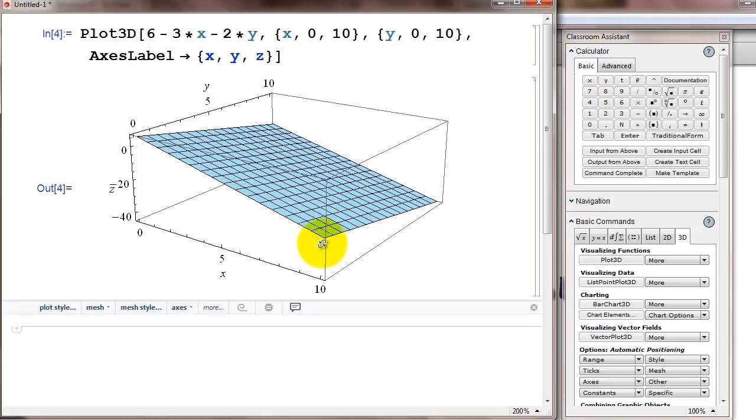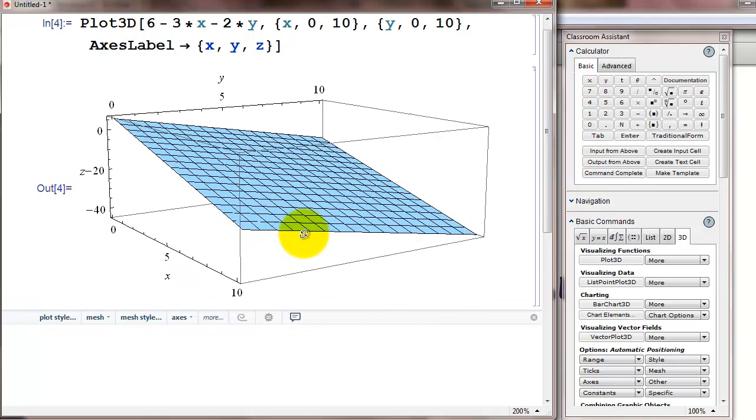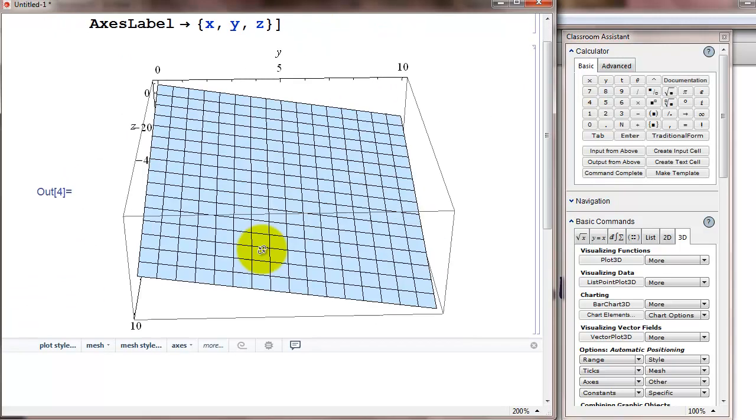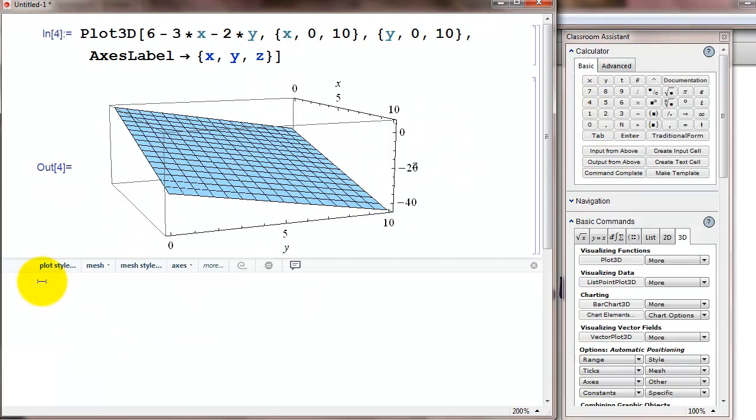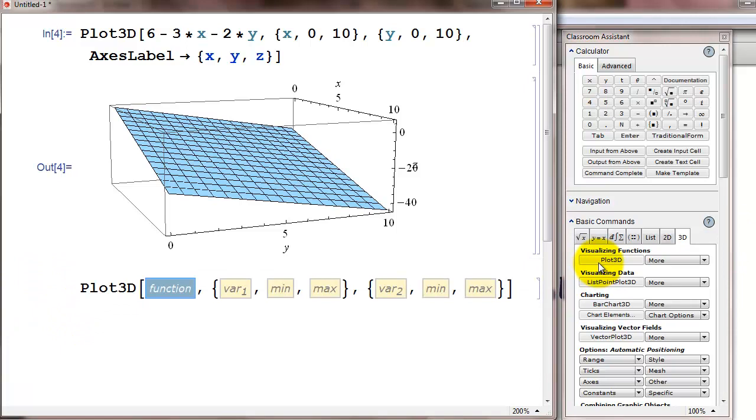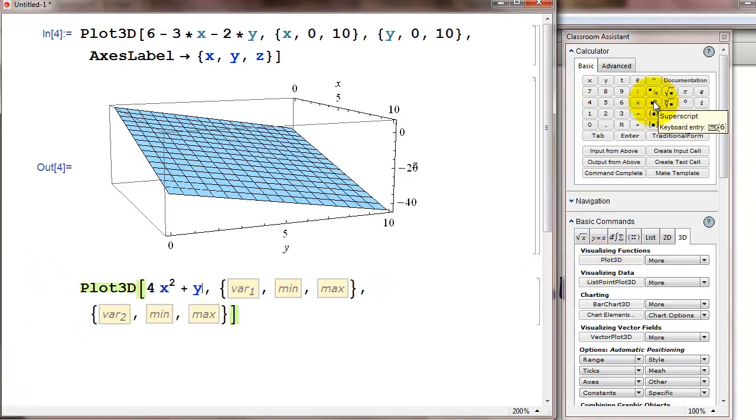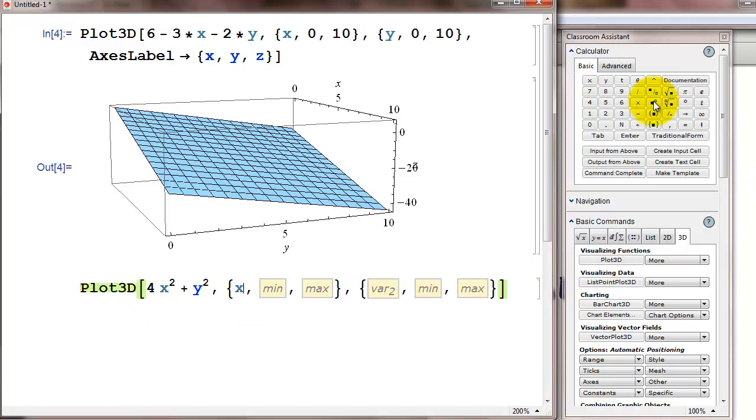And so now we really nicely see those axes. Okay, great. Let's do another example. Let's click on Input, Plot. We're going to plot 4x squared plus y squared. And let's plot x as x goes from -5 to 5. And let's plot y from -5 to 5.